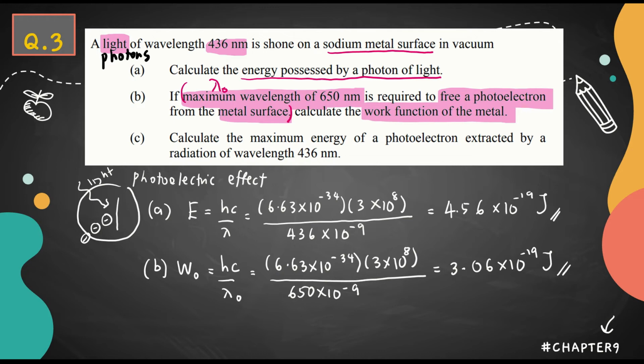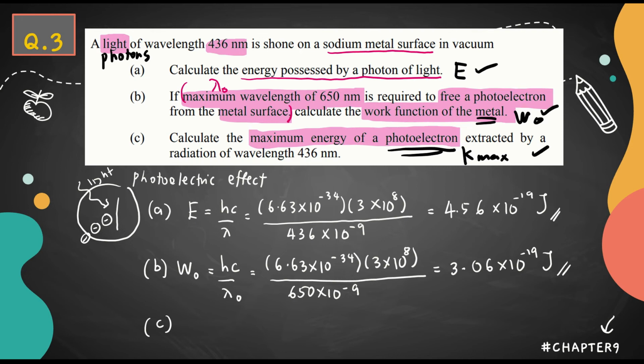And the last question C, calculate the maximum energy of the photoelectrons. So now we're talking about photoelectrons. This one is about the metal, W naught. This one is K max. Photons, metal, and photoelectrons. So calculate the maximum kinetic energy of the photoelectrons extracted by irradiation of 436 nanometer.